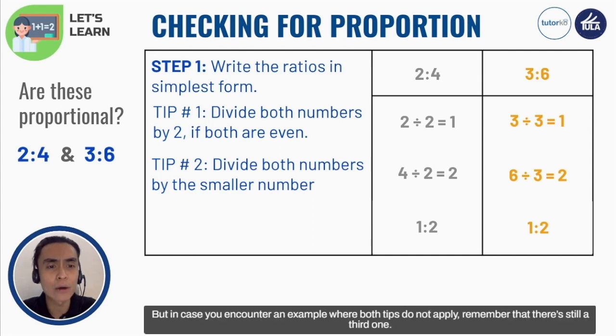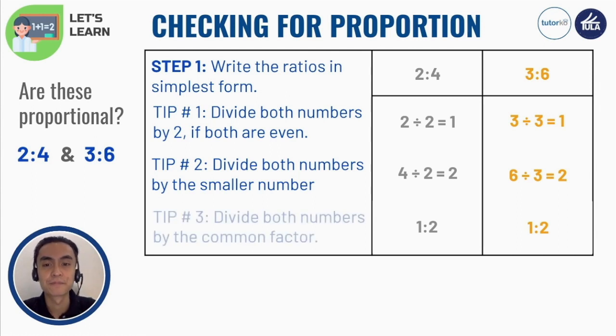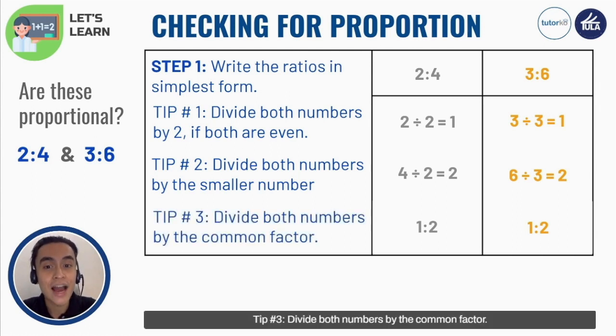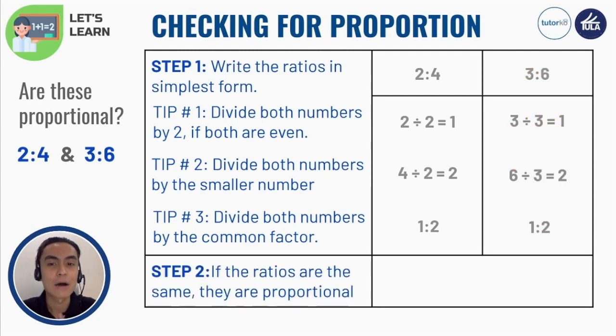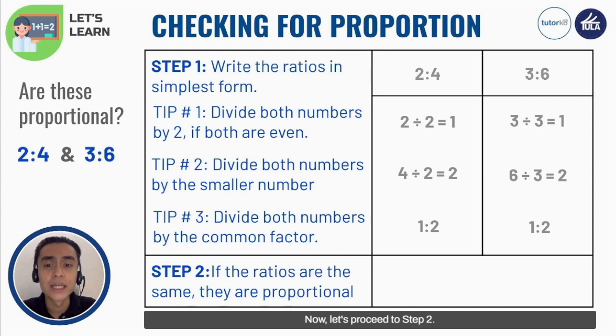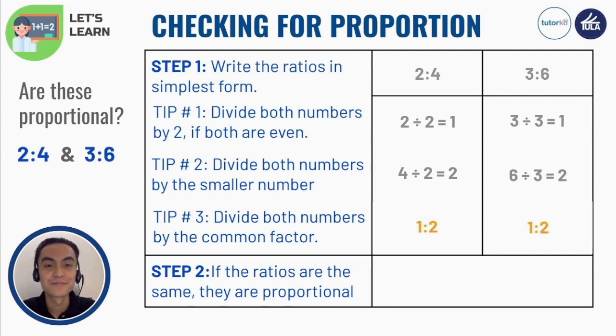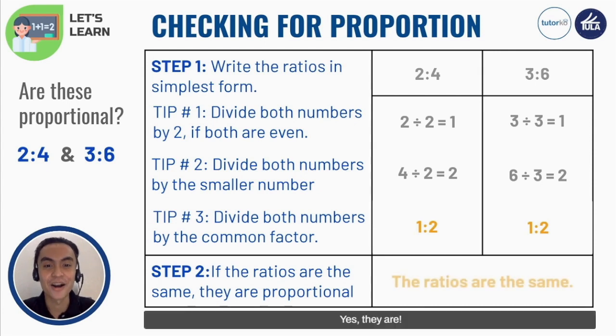But in case you encounter an example where both tips do not apply, remember that there's still a third one. Tip number 3, divide both numbers by the common factor. Now, let's proceed to step number 2. If the ratios are the same, they are proportional. So, are 1 is to 2 and 1 is to 2 the same? Yes, they are. The ratios are the same.